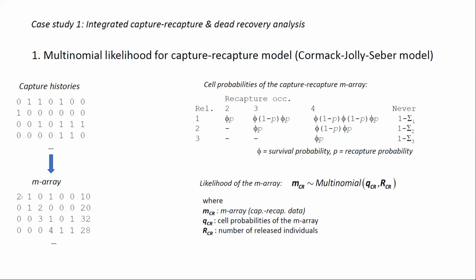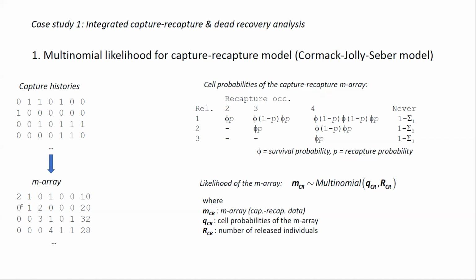Then we have here 1. So this means we have 1 individual that was released in the first year and was recaptured in the third year for the first time. So this individual was not recaptured in the second year. And then the last column here tells us how many individuals were released in the first year, but were never resighted, never seen. So these are 10 individuals.